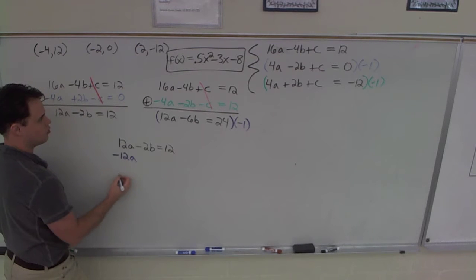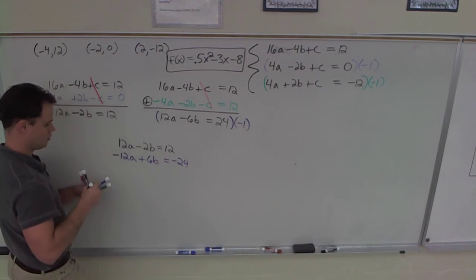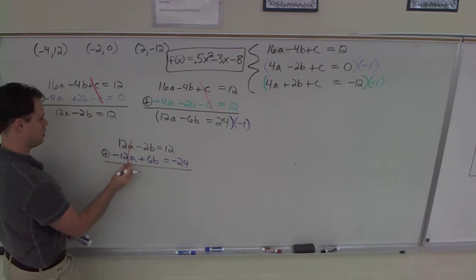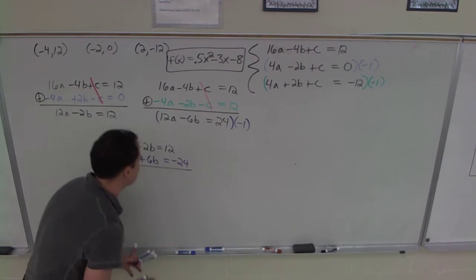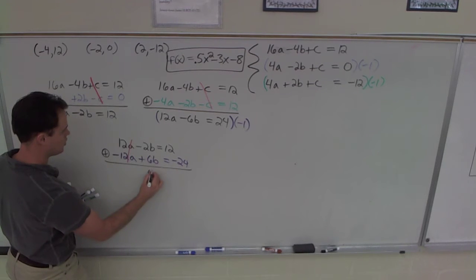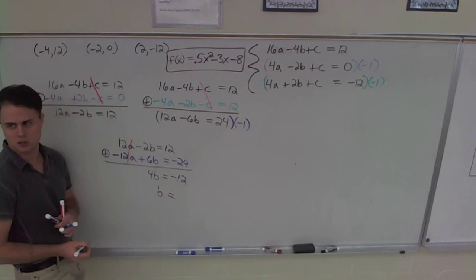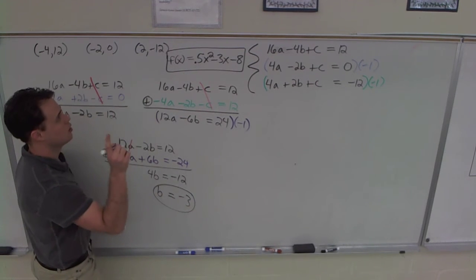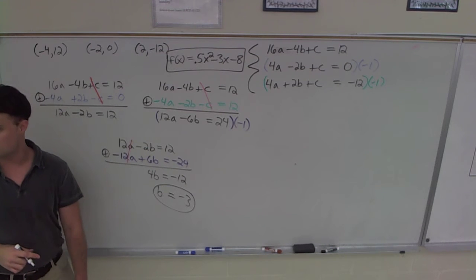So this is going to make that go away. We'll get 6b. We're going to get -24. So now this cancels. Let's see, this is going to be 4. This is going to be -12. Yes! B is going to come out nice on this problem as -3. Yeah. Where can I put this to get A and C?